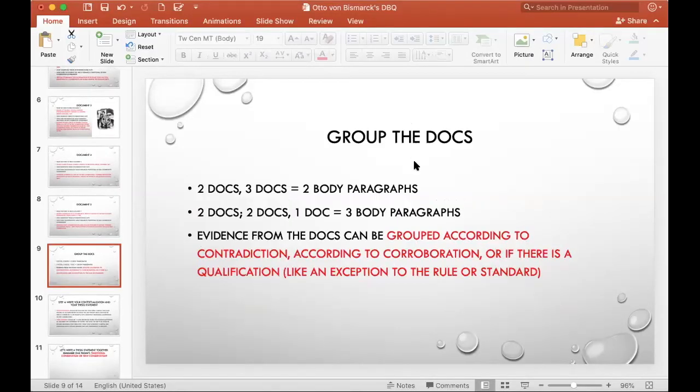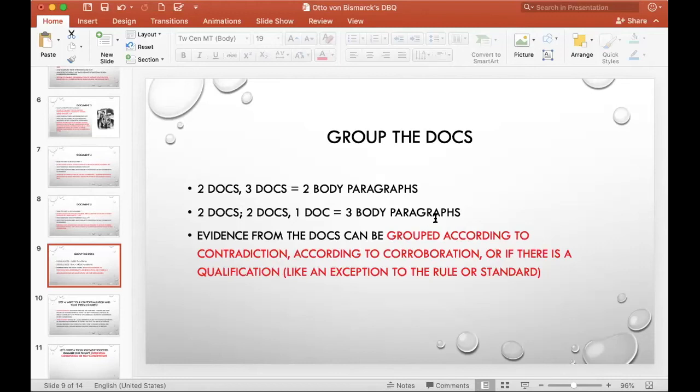You can group really in different ways, but if you find similarities in how the documents address the prompt, that's usually the best way to group your documents. With only 5 documents on this DBQ, you can group 2 documents in 1 paragraph and 3 documents in another, or 2 documents in 1 paragraph, 2 in another, and then 1 document. So you can have a loner document that you either have a separate paragraph for, or you can put that document in the conclusion.